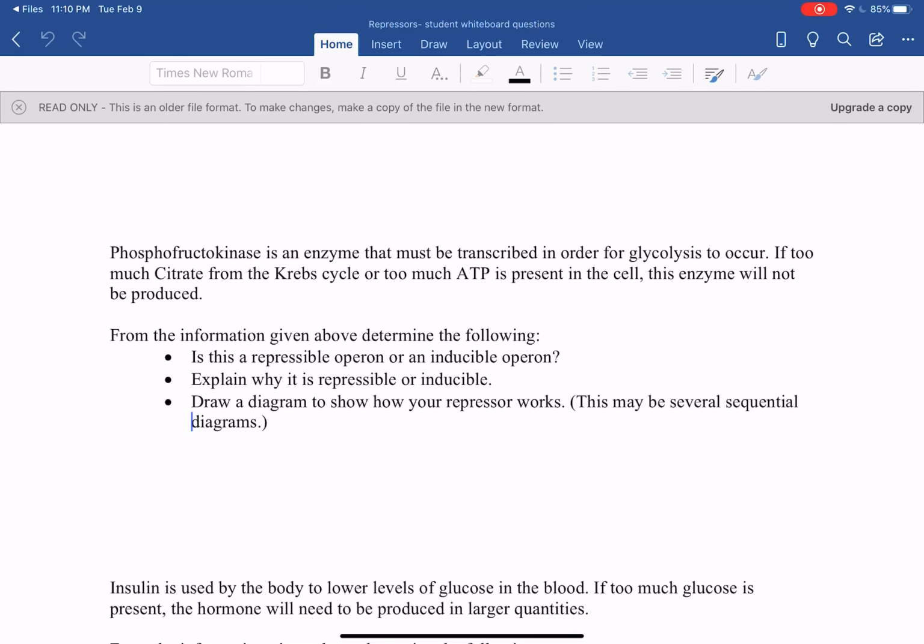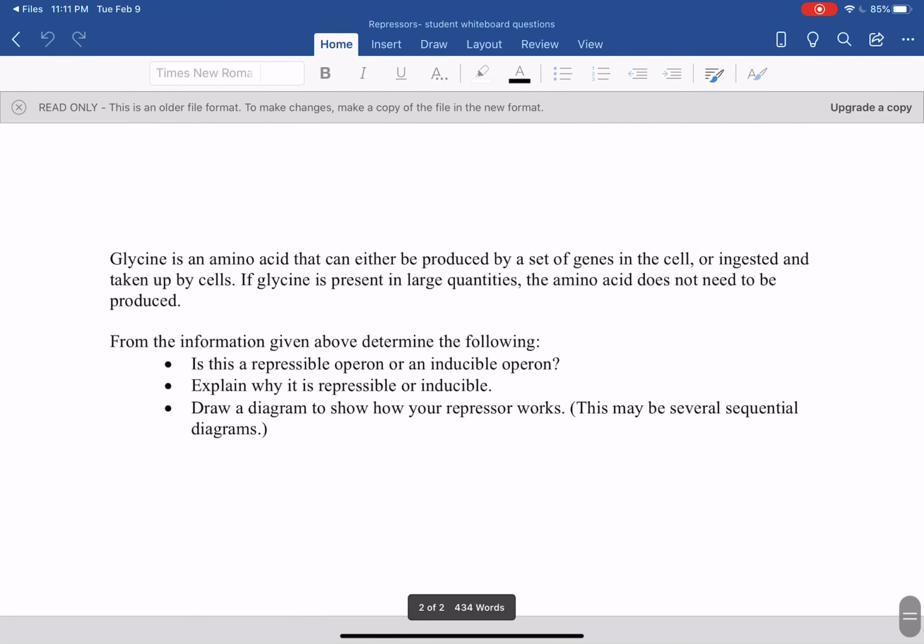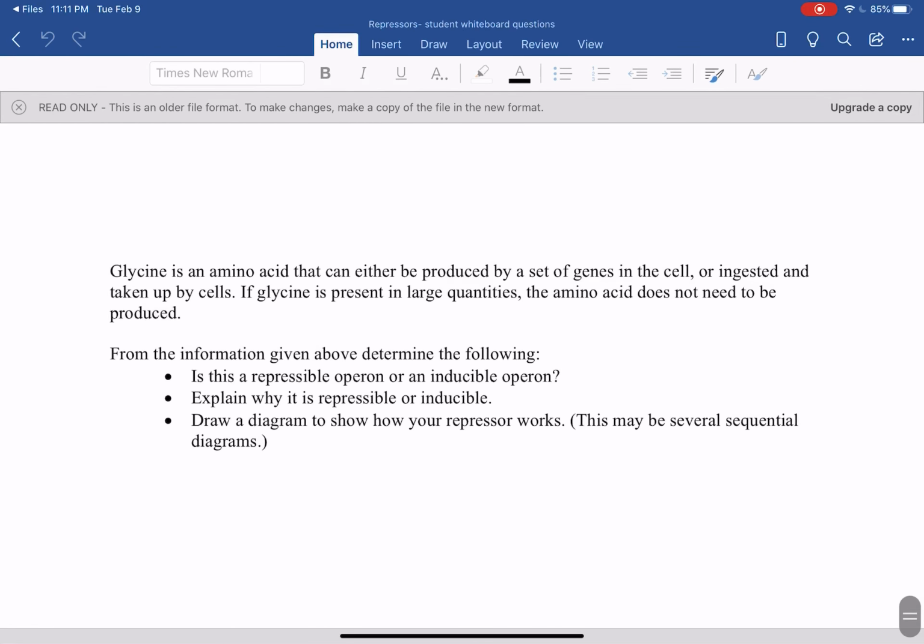I'm going to make your workload just a little bit lighter. You need to draw one diagram for a repressor and one diagram for an inducer. I don't care which one you draw it for, but you have to have two diagrams: one repressible diagram and one inducible diagram. So two diagrams instead of six. But go ahead and answer the questions for each. Is it repressible or inducible? And explain why, how you know that. That will let me know whether or not you understand these operons.